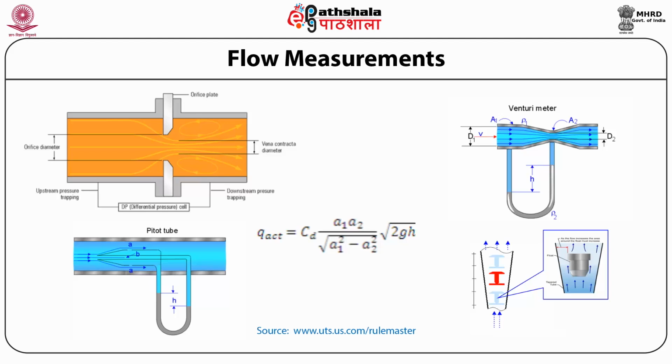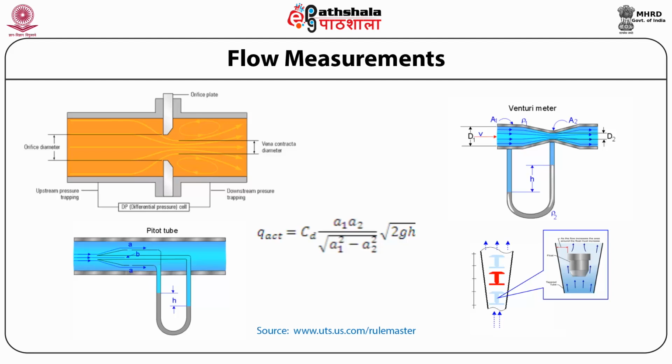Got it? How to calculate the discharge with the help of this venturimeter? For this, you need to have the areas A1 and A2 with you and the head difference, that is in terms of H, so that you can calculate the discharge Q.